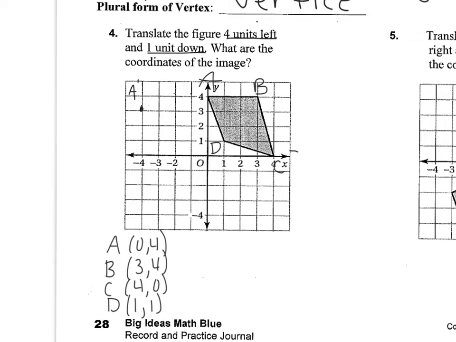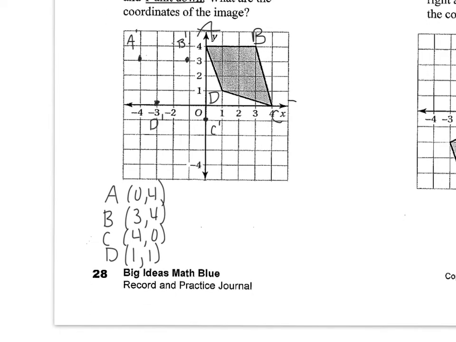For B, I'm going to go 4 units left and 1 down, and I'm going to label that B prime. For C, I'm going to go 4 units to the left and 1 down, and that will be C prime. And for D, I'll do the same: 4 units to the left and 1 unit down, and I'm going to name that D prime. It's also important to list the ordered pairs for your translation.